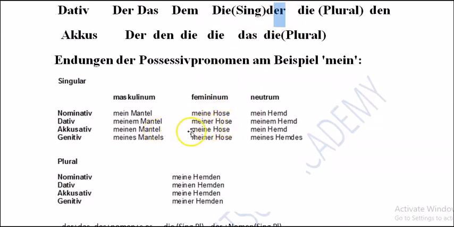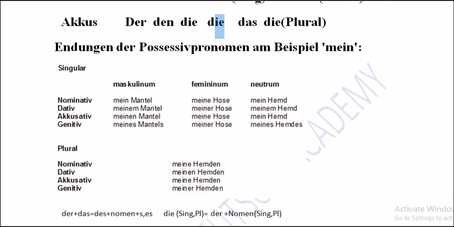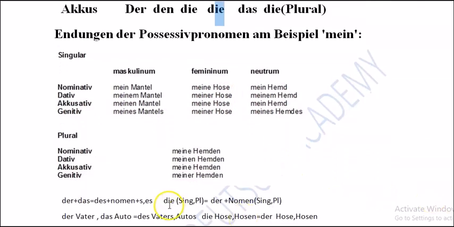And in accusative we said the article comes the same, so when it is meine, it is written the same, meine. And the next one is genitive. Here the rule for genitive, we said we are changing the article when it is singular and plural, we are changing die to der. It is changed to der, then we use the noun. For example, here meine is changed to meiner Hose.